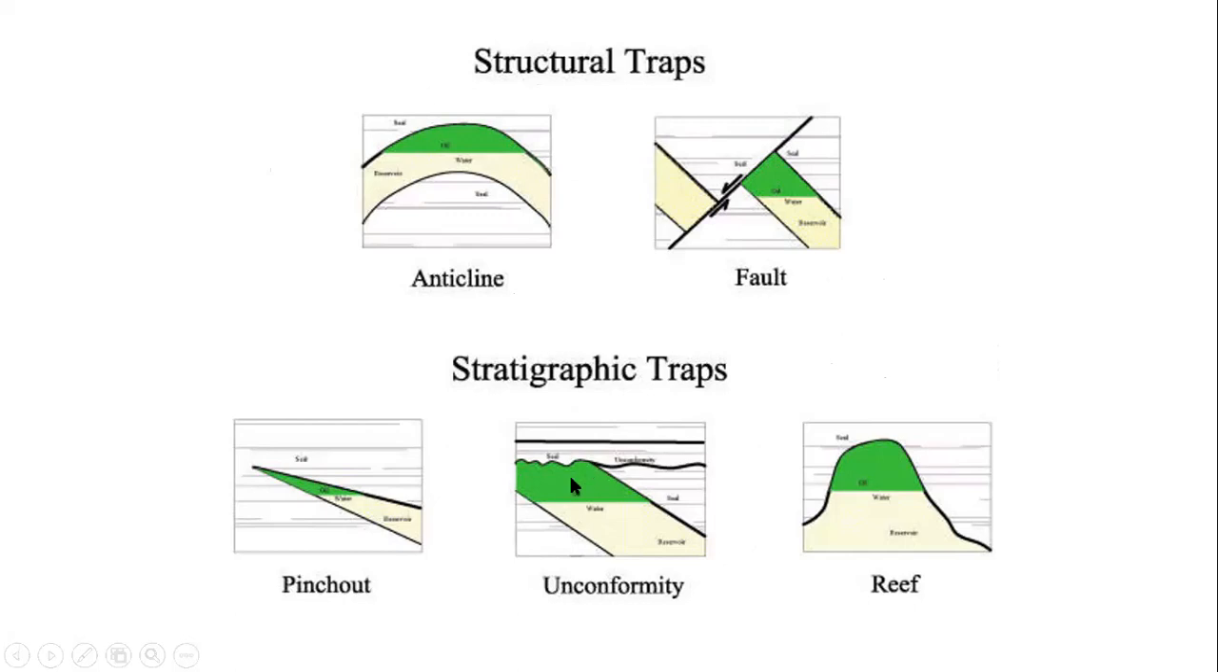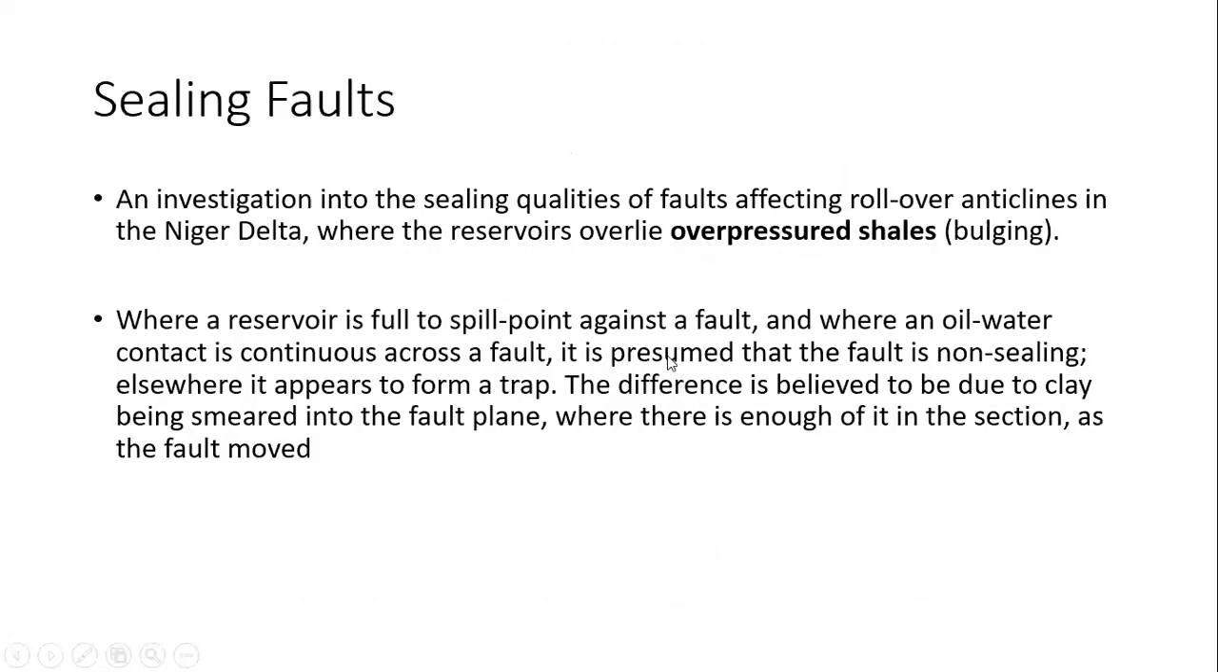Then the other one is the stratigraphic one. These stratigraphic traps, pinch out or unconformity or reef, are actually not because of the structure or a seal above it. No, it is because of the porosity, or maybe there is no porosity or no permeability. The rock is the same, but maybe it has no porosity and permeability, so it is because of the properties of them. That's why they are happening.